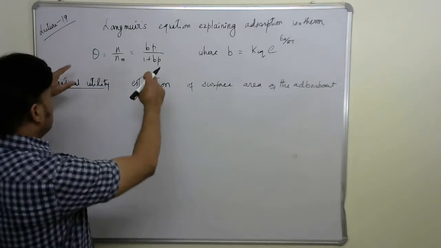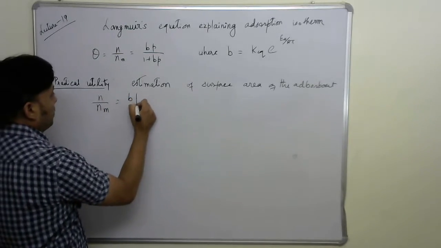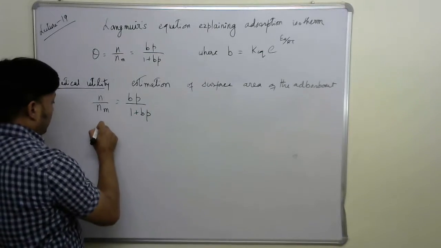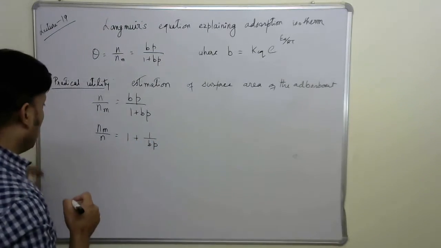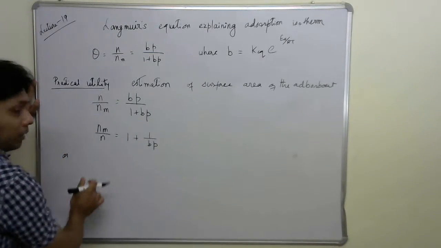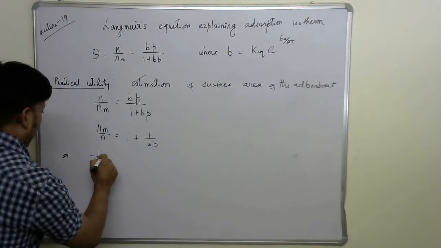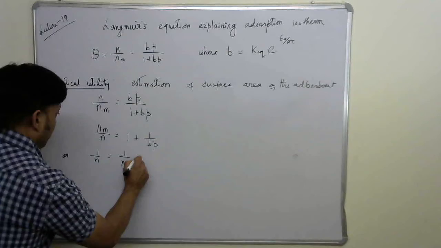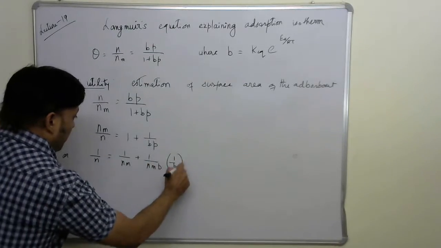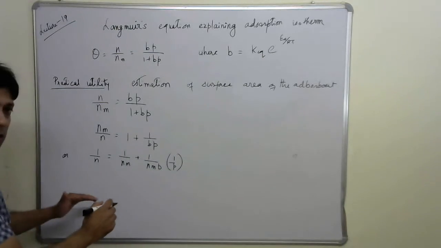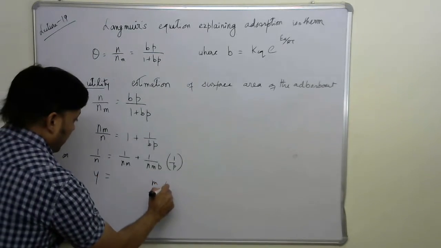So how is it done? If we look at this equation, theta, which is n divided by nm, is equal to bp divided by 1 plus bp. If we take the reverse of it, that is nm divided by n is equal to 1 plus 1 over bp. Now I will multiply by nm on both sides, and therefore we have an equation like this: 1 over n is equal to 1 over nm plus 1 over nm multiplied by b multiplied by 1 over p. Now you can simply see that this equation is in congruence with a straight line equation, y is equal to mx plus c.